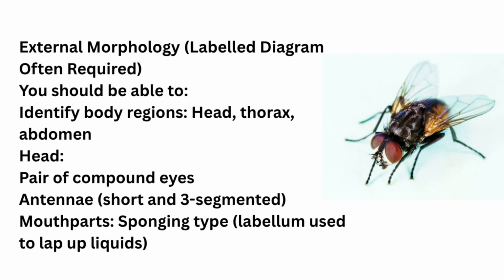Alright, so looking at the external morphology of this specimen, we should be able to identify the body regions, which is head, thorax, and abdomen, which is one of the most distinct features of class Insecta. Now, in the head, there is a pair of compound eyes, and an antenna, which is short and segmented into three regions. Also, the mouth parts are of the spongy type, and the labellum is used to lap up fluid. That is, it is used to suck up fluid or liquid.